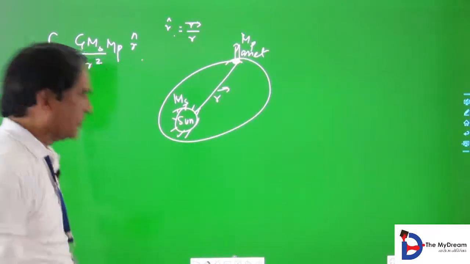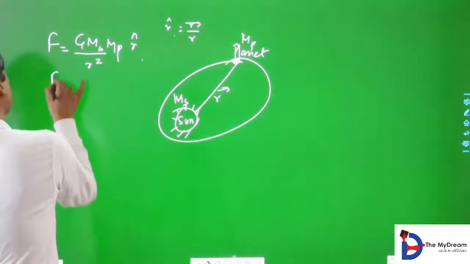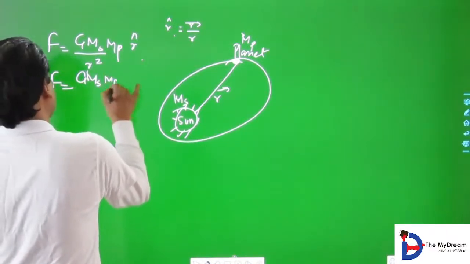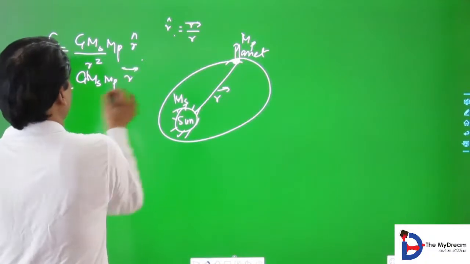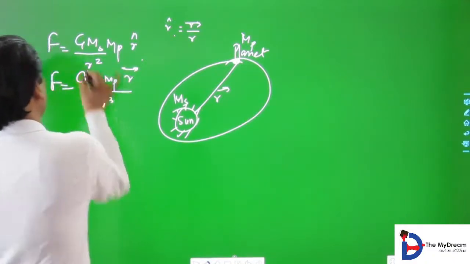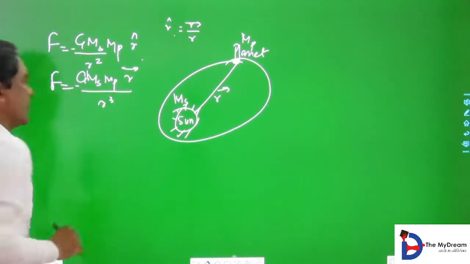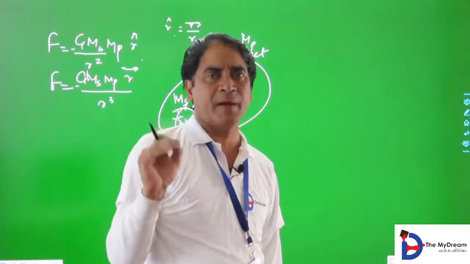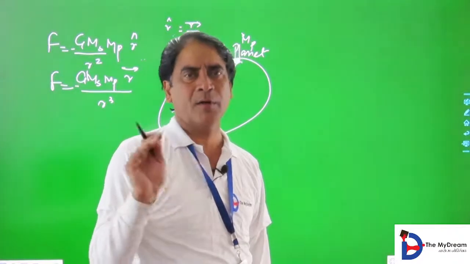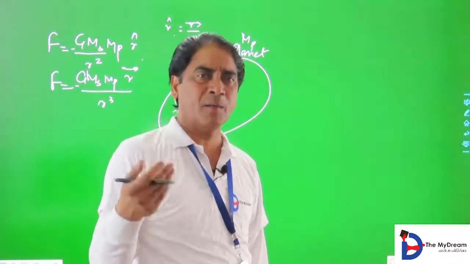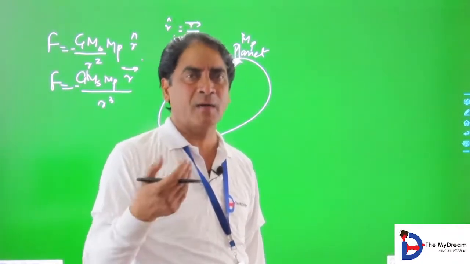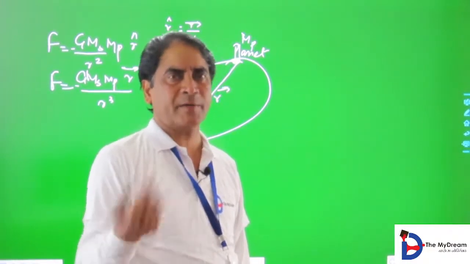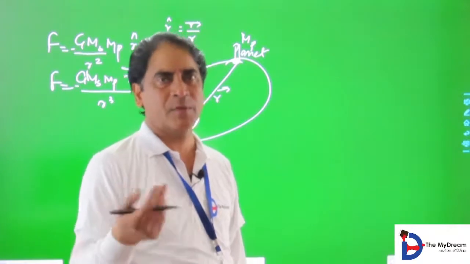So in place of this, you can write G M_S M_P over R cubed times the position vector R, with a negative sign. Here the negative sign indicates the gravitational force is for attraction only, not repulsion. Whereas electrostatic and magnetic forces are interactive in nature, attraction or repulsion both.